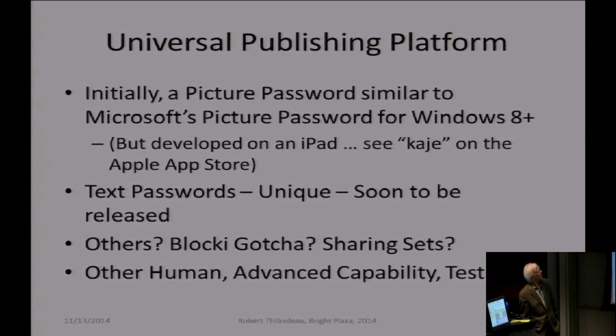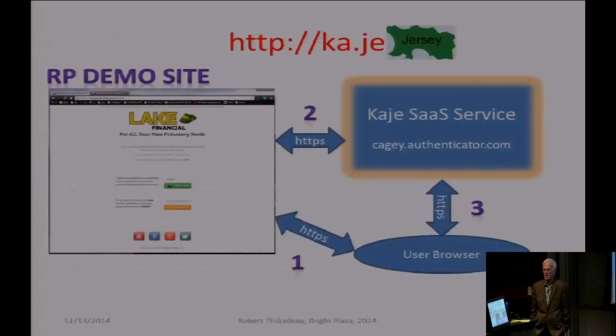We also developed, as part of this platform, a way of doing text passwords that is unique and I think is okay. It's soon to be released, and I'll show you all a demonstration of that in a minute. And of course, there are a lot of others. Jeremiah is here. There's the gotcha and sharing sets. I think sharing sets is the right way to describe it. And then at the end of the talk, I'm going to talk about what I call advanced human capability testing. If that privacy stuff was not there, if you weren't given the guarantees of the privacy, you could not possibly do this other testing that you'd like to do.